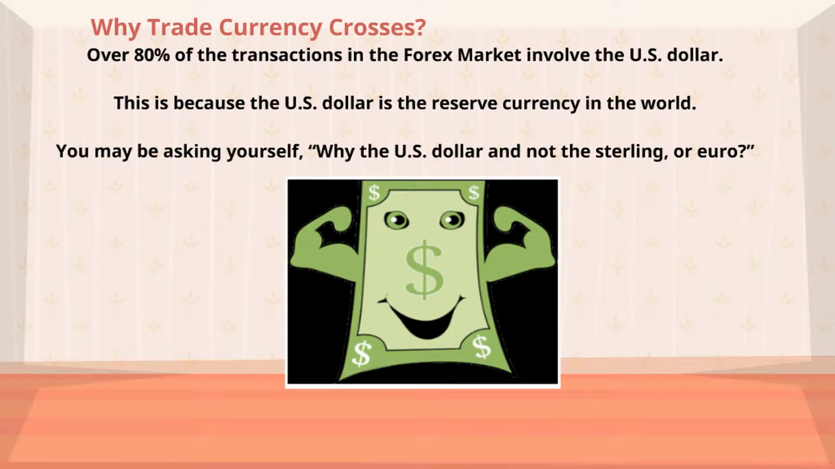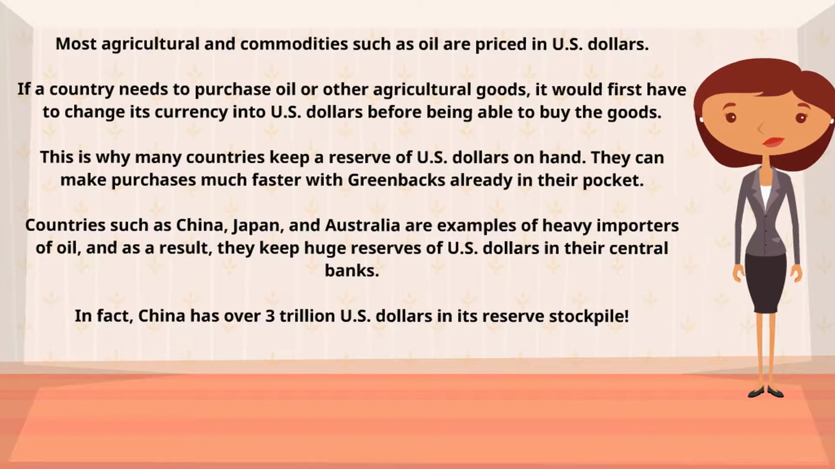Now I'll tell you why trade currency crosses. Over 80% of the transactions in the forex market involve the US dollar. This is because the US dollar is the reserve currency in the world. You may be asking yourself, why the US dollar and not the sterling, or euro? Most agricultural goods and commodities such as oil are priced in US dollars. If a country needs to purchase oil or other agricultural goods, it would first have to change its currency into US dollars before being able to buy the goods.